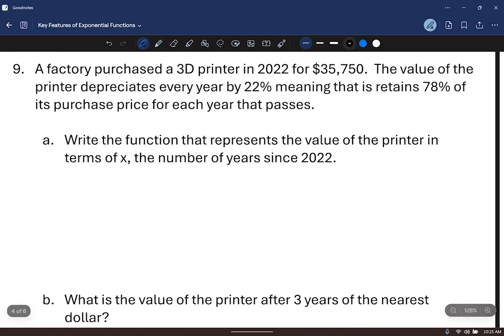All right, number 9, a factory purchased a 3D printer in 2022 for $35,750. The value of the printer depreciates, that means the value goes down, every year by 22%, meaning that it retains 78% of its purchase price for the year, each year that passes. We're supposed to write a function that represents the value of the printer in terms of x, the number of years since 2022.